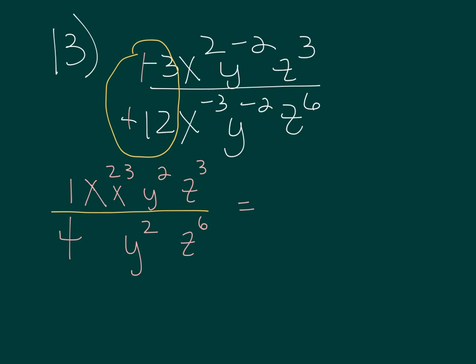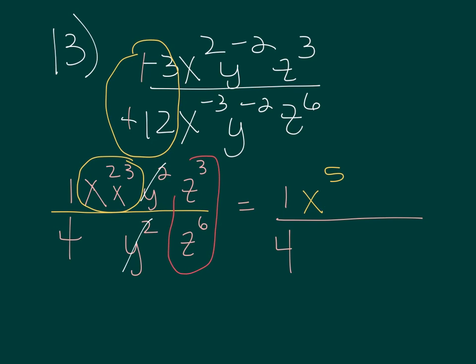All right, so here's what we have so far. Okay, we've got 1/4. Let's look at those x's. I have x to the second and x to the third on top, and they don't cancel out, so there's 5 of them, so x to the fifth on top. My y's to the second, they're both the same, so they cancel, no y's. And then we have z to the third over z to the sixth. Well, the bottom z wins by 3, so it's z to the third on the bottom.